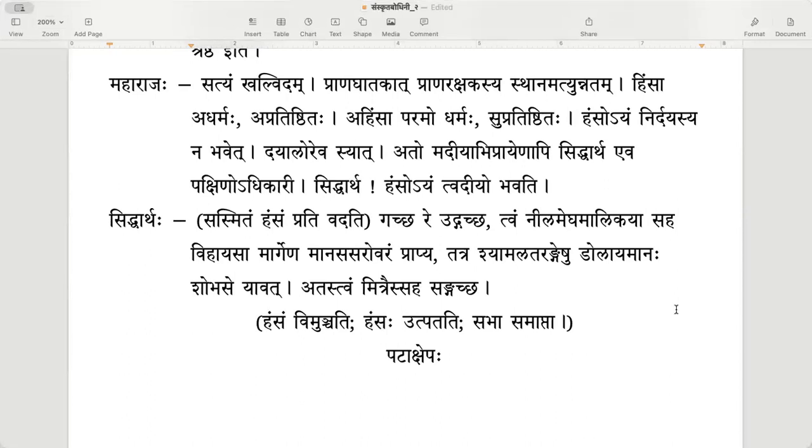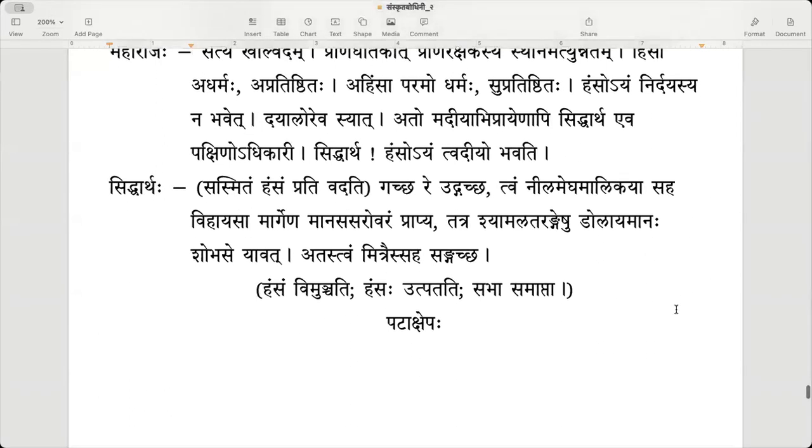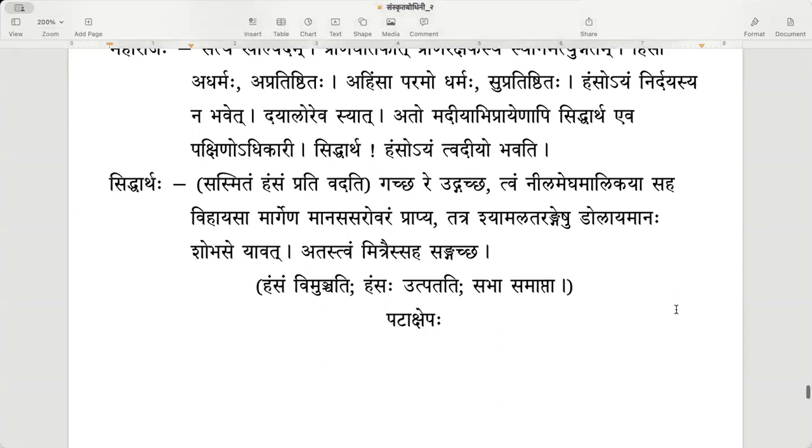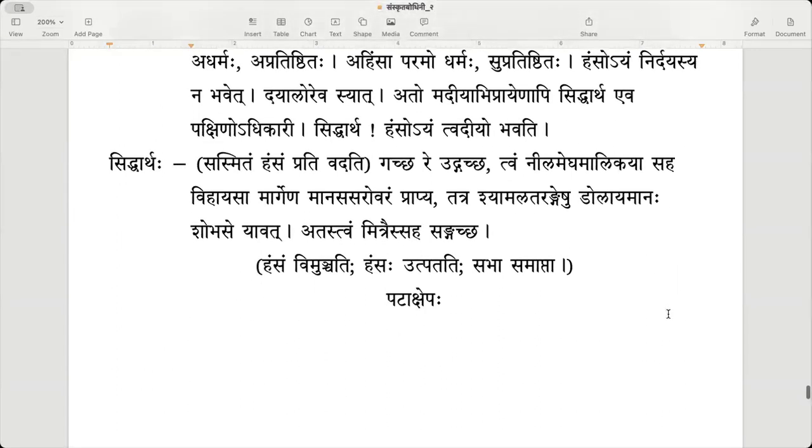Siddhartha hamsah ayam tvadiyo bhavati. Siddhartha, this bird belongs to you. This is yours. Sasmitam hamsam prati vadati. So sasmitam iti Siddharthasya lakshanam kila idanim. Sasmitam is adverbial, it's Kriya Visheshanam. So he replies with a smile to the swan. So now, Hamsam prati Siddhartha sasmitam vadati. So Siddhartha speaks to the bird smilingly.